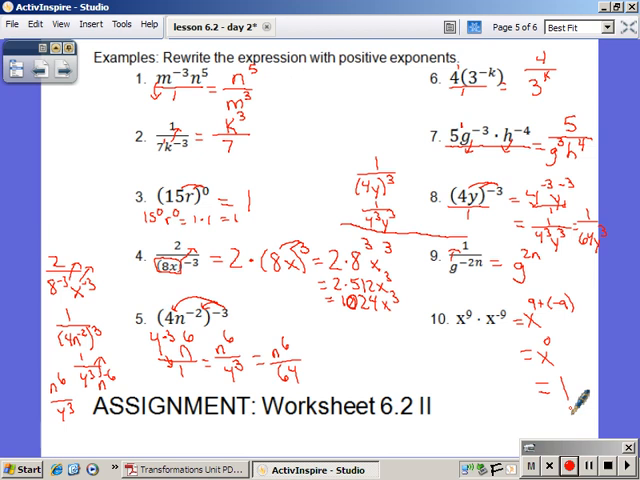So again, still using those same properties. Don't forget about the product properties that we talked about. Now we're adding in these negative and zero properties as well.